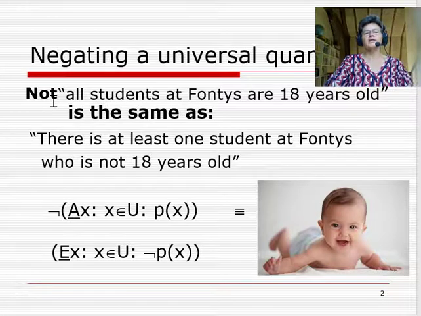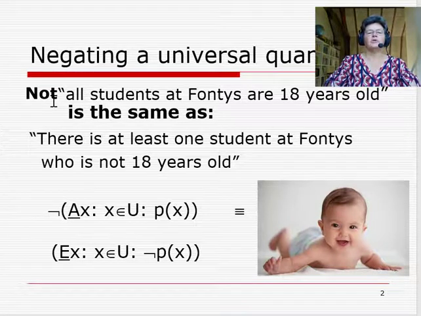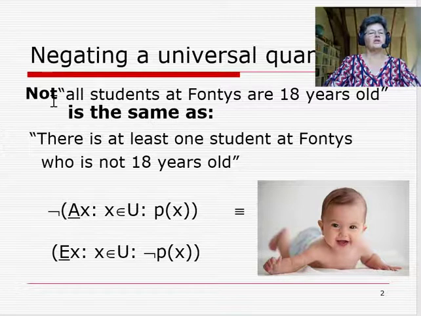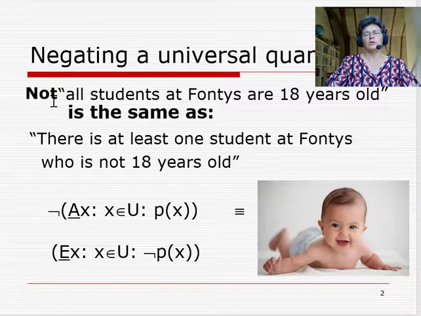As an example, if we had the universal quantifier, all students at Fantes are 18 years old, and we put a not in front of it, then we would say it is not true that all students at Fantes are 18 years old. And just common sense would say, okay, if that's the case, then there is at least one student at Fantes who is not 18 years old.